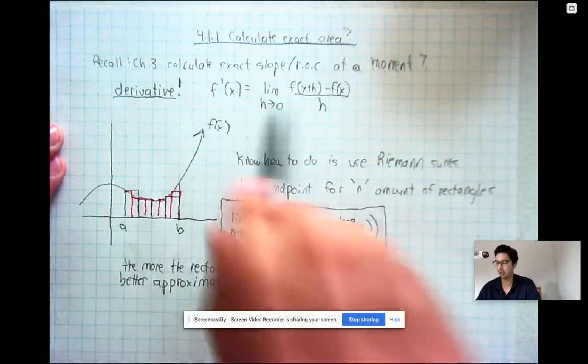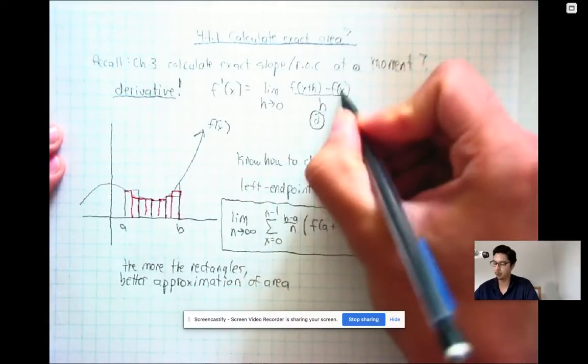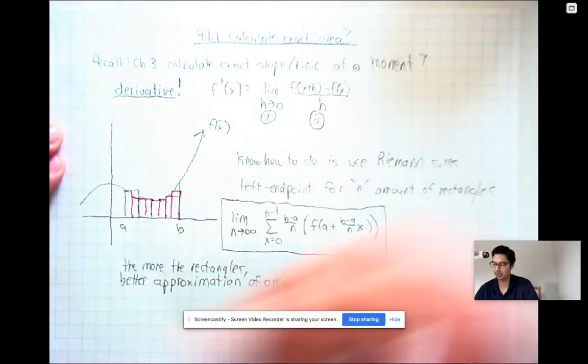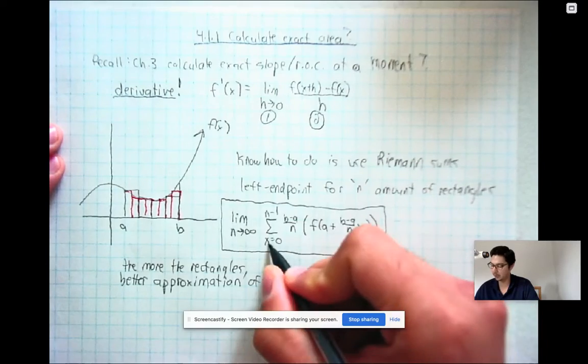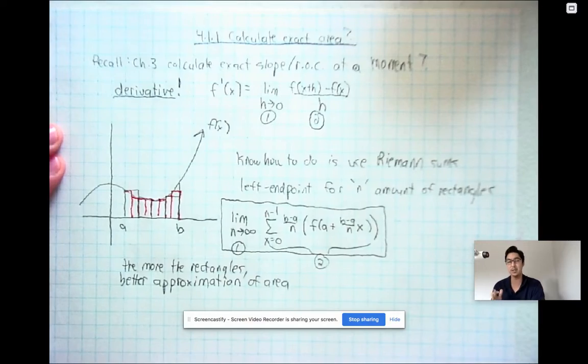And notice it's just like the slope before, where you needed 2 parts. You needed the slope between 2 points and the limit. And just like exact area under a curve, you need a Riemann sum, which we knew how to do, and the limit. All right, 2 things are needed.